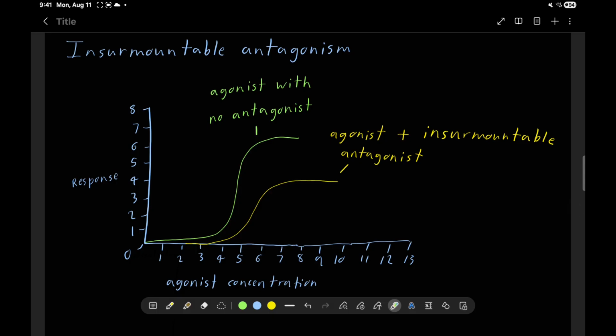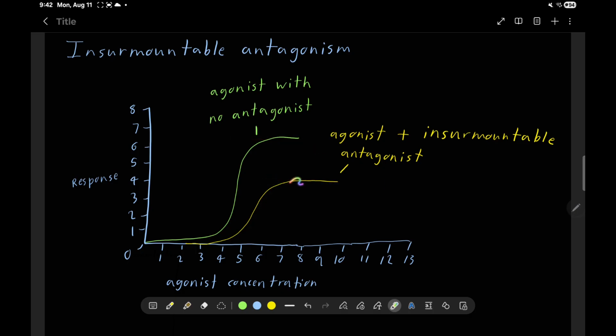So remember, this insurmountable antagonist is going to block some of your orthosteric sites permanently, meaning that the total number of receptors is effectively decreased no matter how much agonist you add. You cannot overcome this type of antagonism. So no matter how much agonist you add, you will never be able to get back to your original response levels because some of your receptors are permanently disabled. And so your maximum possible response levels are lowered.